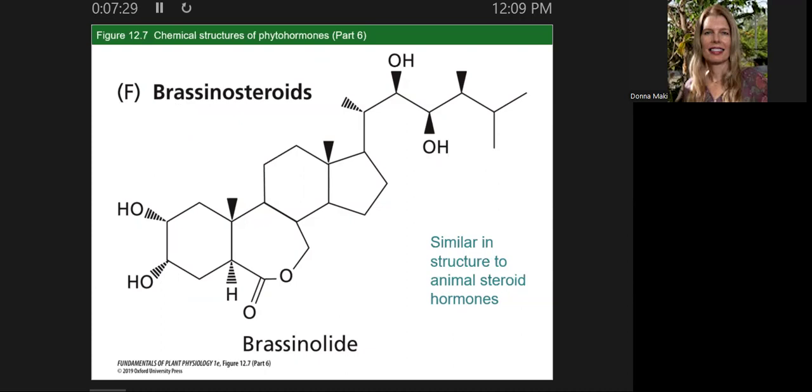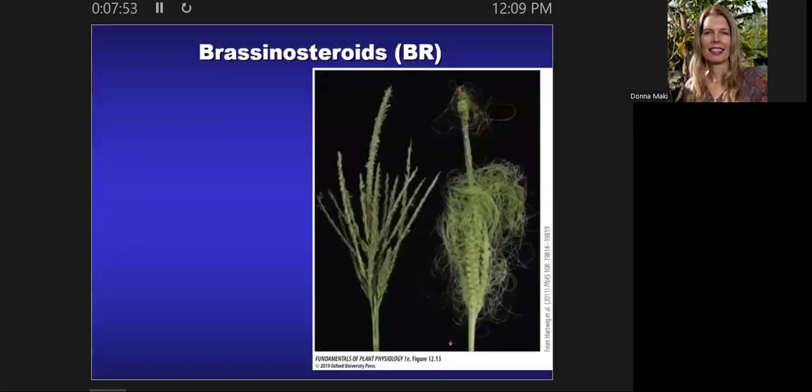Steroids are relatively recent. This is a newer discovery compared to all the other ones we just went through. They're still working out the details of what it can do for the plant, but they do know it's similar to steroid hormones in humans and other animals. So if you've ever studied that in animal or human phys, the structure may look vaguely familiar to those steroids.